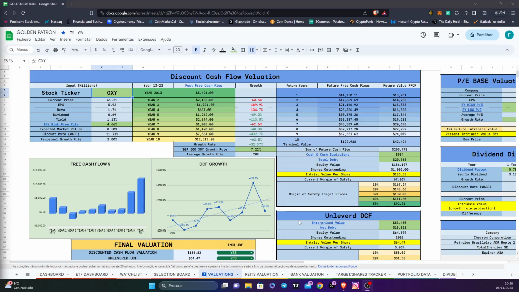Hi everyone, welcome back. Today I'm going to be showing how to find the intrinsic value of a company using the discounted cash flow valuation and the unlevered discounted cash flow valuation. Using the discounted cash flow valuation, the intrinsic value of a company is calculated by discounting the projected future cash flows and terminal value back to the present value using the discount rate. So that's what we're going to do to find the intrinsic value.